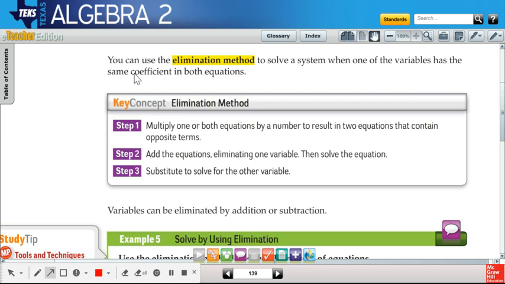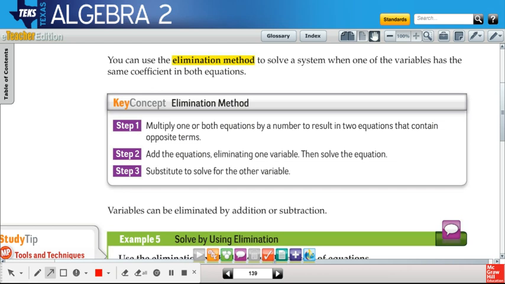Now, the only time you would use the elimination method when solving a system is when one of the variables has the same coefficient, meaning the same number, in front of the variable in both equations. But be mindful, that's not always the case. So you will see an example of how you can make both equations have the same coefficient, the same number in front of a particular variable that you would like to eliminate.